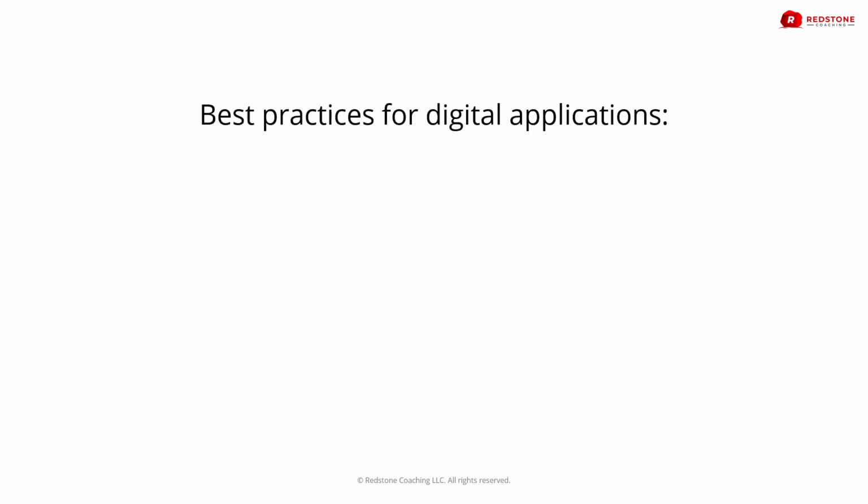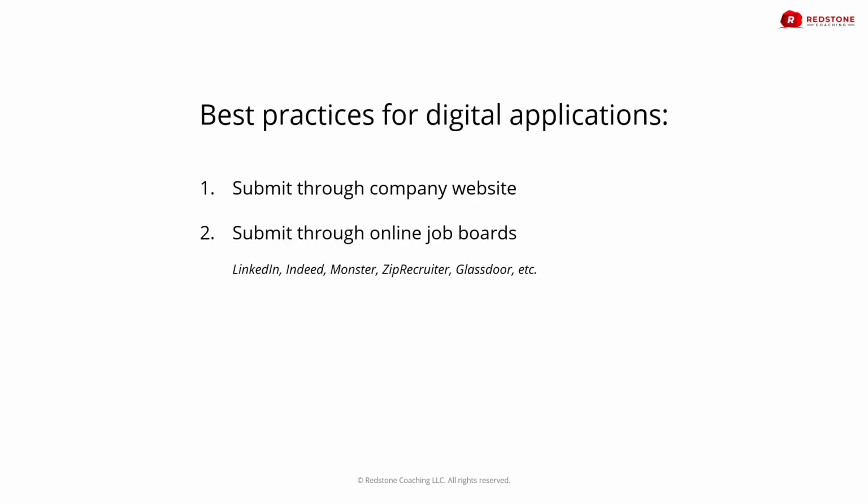So best practices for digital applications is, one, if you are going to apply online, I always recommend go to the actual company website first, apply directly through their website. And then if you find that same job posting across job boards, so LinkedIn, Indeed, Monster, ZipRecruiter, Glassdoor, and many more, I recommend finding that application on 3 or 4 different job boards and applying through all those separate job boards. So that way you're putting in 4 or 5 different applications into the process.